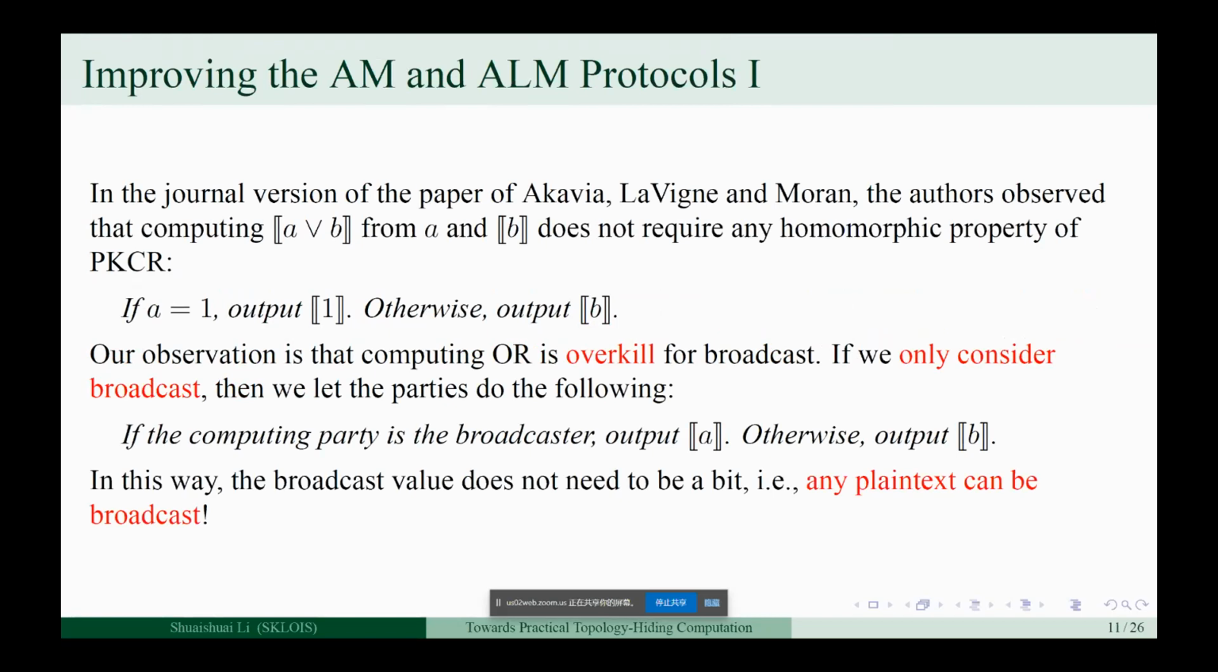Our observation is that computing OR is not necessary for broadcast. If we only consider broadcast, then we let the parties do the following. If the computing party is the broadcaster, output an encryption of A. Otherwise, output an encryption of B. In this way, the broadcast value does not need to be a bit. Namely, any plaintext can be broadcast.